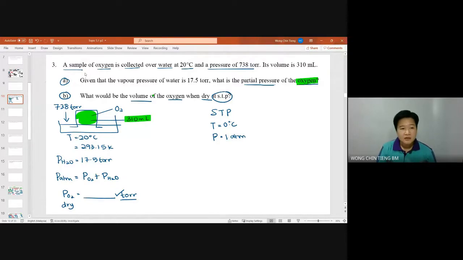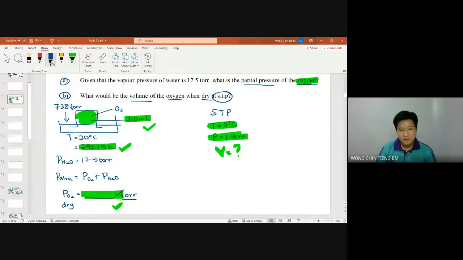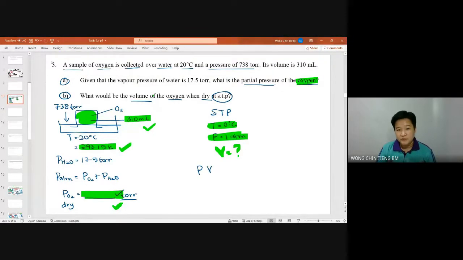310 milliliter, 293.15 Kelvin. Tol tak bagi, pressure. Volume ada, Kelvin ada, pressure ada. Soalan bagi suhu lain, pressure lain, tanya volume lain. PVT. Nampak combined gas law? Alright. So you can use your combined gas law over here. You can use your P1V1 over T1 equals to P2V2 over T2.